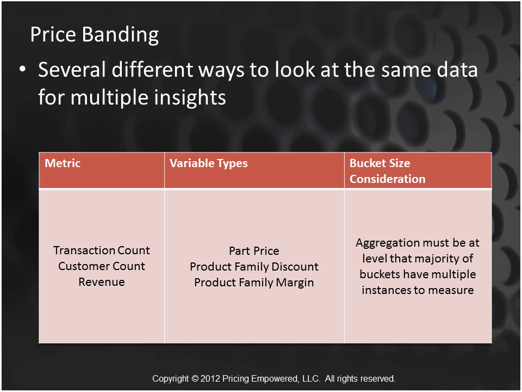In choosing a variable type, you use the same criteria as you would in peer price scoring. If you have enough customers purchasing a specific product, you should price band actual part prices. If not, you would choose product family discounts or product family margins, depending on the status of your list prices. No matter what your choices are for metrics and variables, the key to doing this well is to find the right bucket sizes to allow for the right amount of insight.